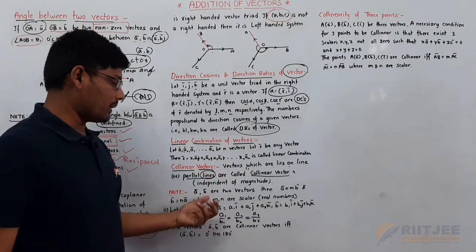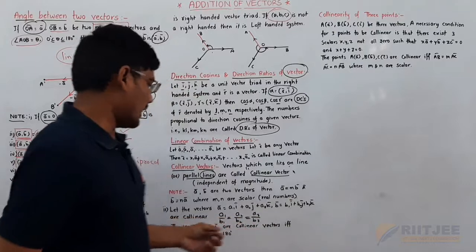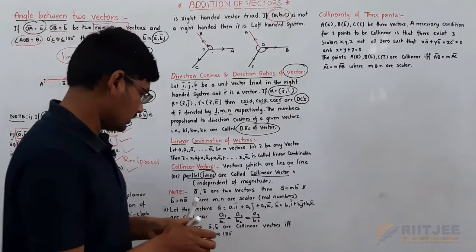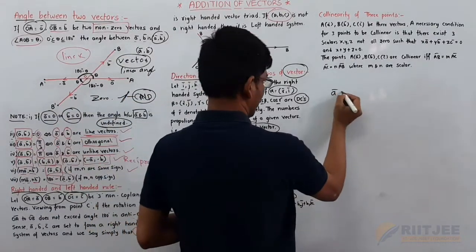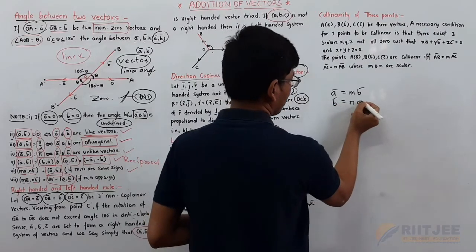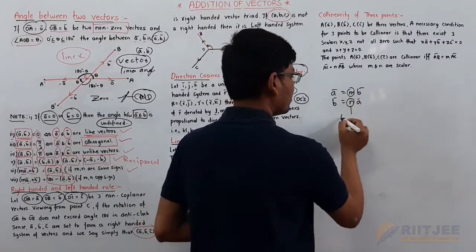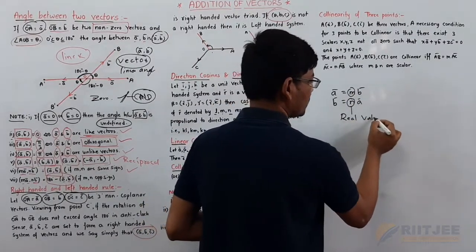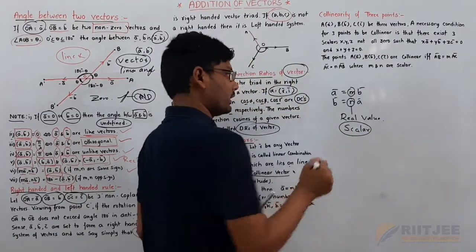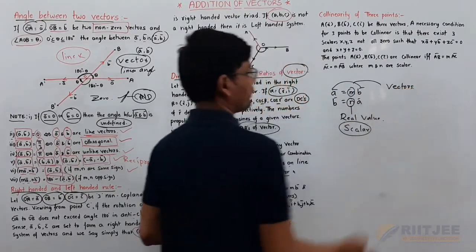Note here, a bar and b bar are two vectors, then a bar is equal to m into b bar and b bar is equal to n into a bar, where m, n are scalars of real values. Here a bar is equal to m into b bar, otherwise b bar is equal to n into a bar. These are reciprocal here, where m and n are real values, scalar quantities. Scalar quantities are nothing but having only magnitude, and here a and b are vectors. This is all about the first property.